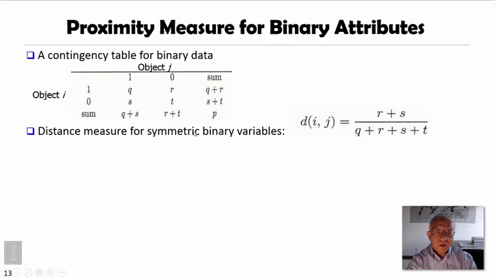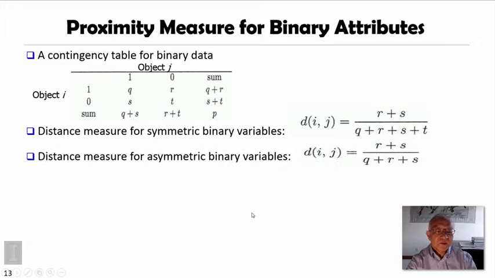For symmetric binary variables, the chance they appear or do not appear have equivalent or approximately the same chances. We call these symmetric binary variables. In that case, r and s, these two cases, are the ones that differ. So their distance measure is r plus s divided by all the cases.